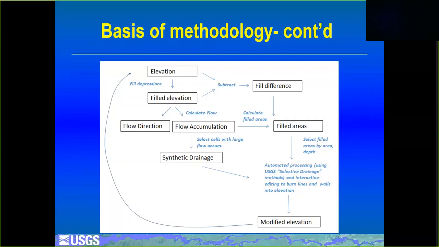From the filled area, you can also, using this tool, use the selective drainage methods and identify areas where culverts need to be burned in. Then you can actually burn those in and feed back through the beginning of the loop and do this in an iterative manner. And if you do know some of your culvert locations prior to this, you can certainly burn those in at the top, and that will get you part of the way there, and the tool should help you identify the remaining culvert locations.